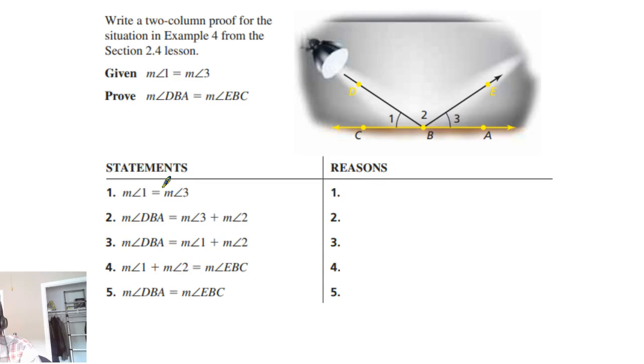So, the measure of angle 1 equals the measure of angle 3. I'm going to say that that is given. Now, sadly, my handwriting is a sloppy mess, but I'm going to try my best anyways.